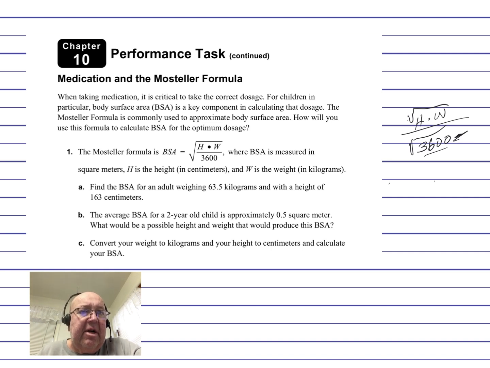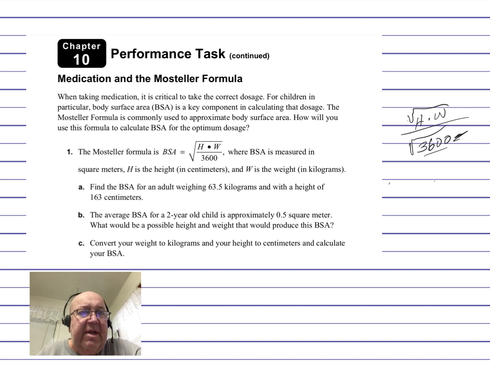So part 1A, you want to find the body surface area of an adult that weighs 63.5 kilograms and has a height of 163 centimeters. So if you put those two things into the formula and calculate that, find the square root, you will get an answer that is going to be in kilograms centimeters.